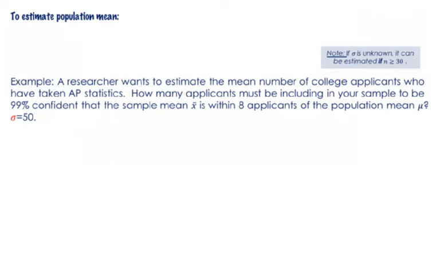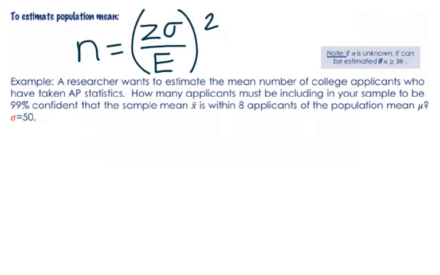So to estimate the population mean, you can determine the minimum sample size needed to estimate the population mean if you have a confidence level and a margin of error. So I'm going to give you the formula. Alright, so here's the formula. N equals Z times sigma divided by big E, and then square it. And then we're going to look at our example.